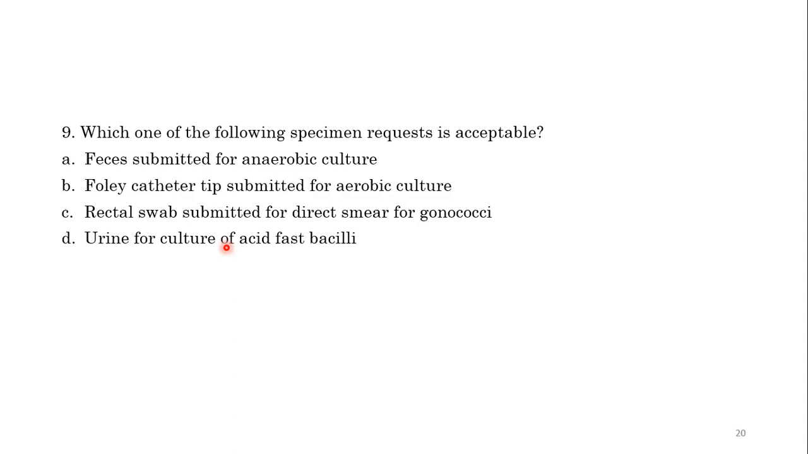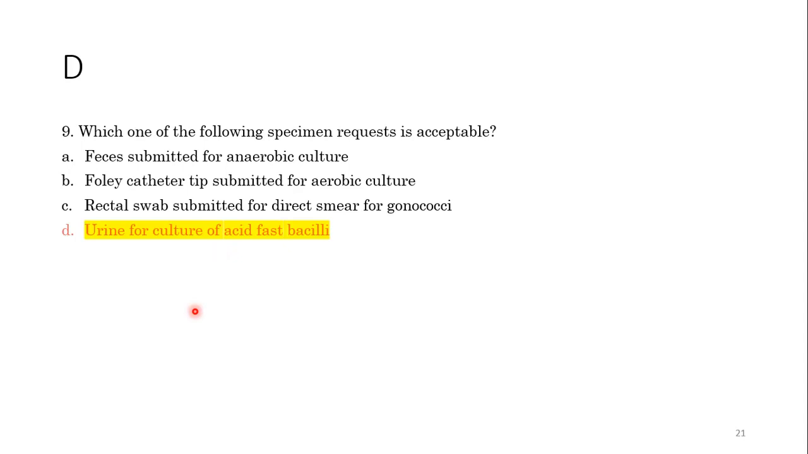As medical laboratory scientists and technologists working in a microbiology section, we should know when to reject and when to accept a specimen. The correct answer for number 9 is letter D, urine for culture of acid-fast bacilli. There are acid-fast organisms that can be isolated from urine. Letter A is not acceptable. In other words, letter A is rejected since feces is already exposed to room air and therefore it is not acceptable for anaerobic culture. Always remember, only those specimens which are collected via needle aspiration are acceptable for anaerobic culture. The correct answer for number 9 is letter D.